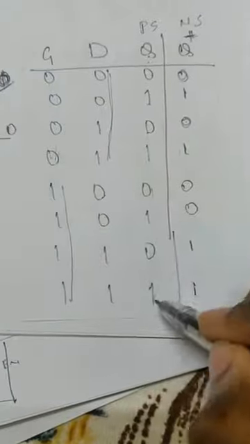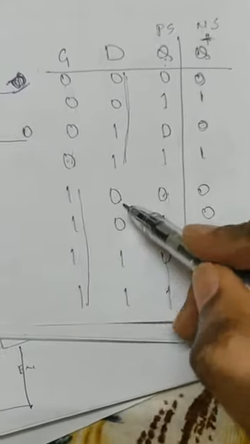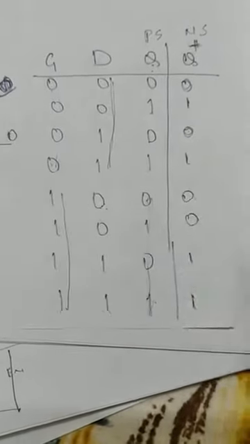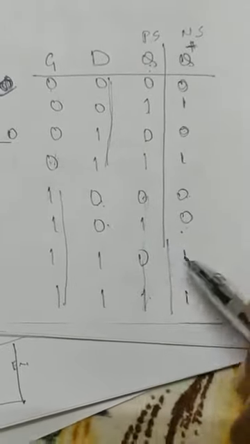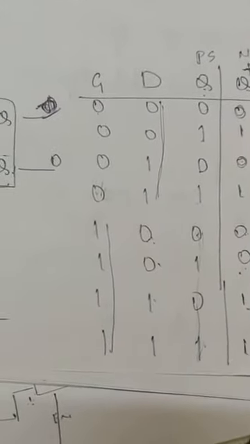Whatever might be the present state, it never takes the present state into consideration. It will just take the input whenever the gate is open. Output is equal to input. That's it. So look at it: 0 0 0 0 1 and 1 1 and 1. If D is equal to 0, Q is equal to 0; D is equal to 1, Q is equal to 1, only when the gate is open.